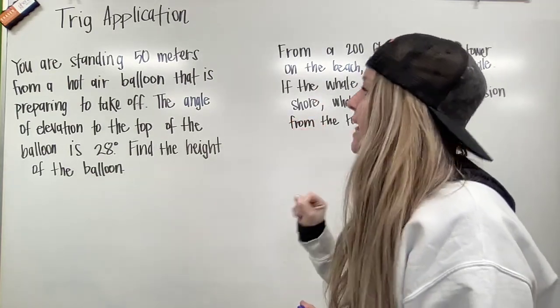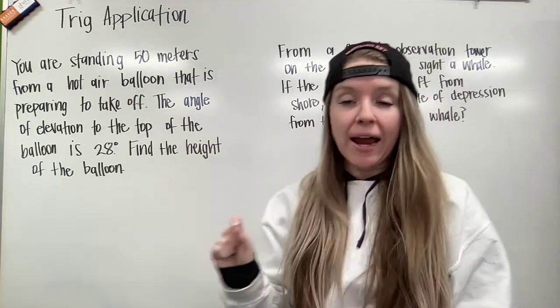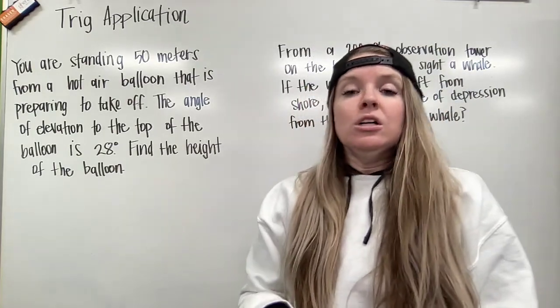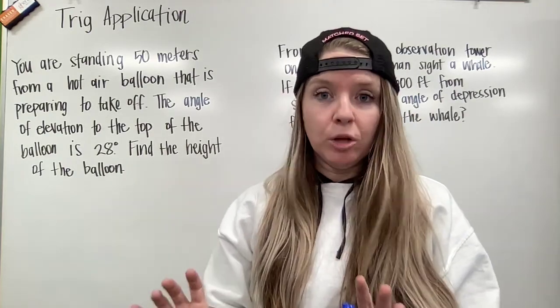Okay, so over here, you're standing 50 meters from a hot air balloon that is preparing to take off. The angle of elevation to the top of the balloon is 28 degrees. Find the height of the balloon. So to start out, I'm going to give myself a little bit of a diagram so I know what I'm looking at.